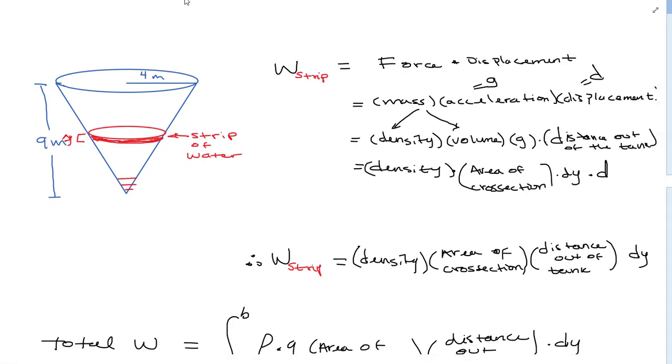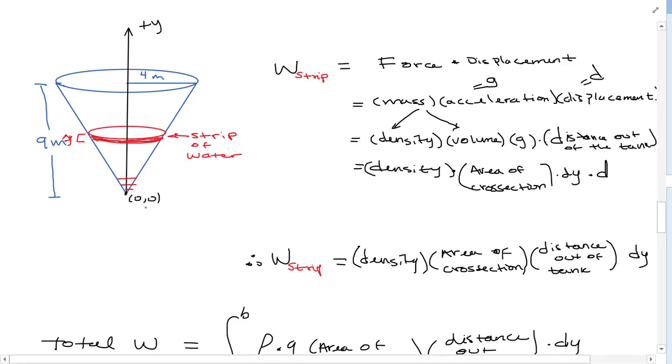So let's see what this all looks like. I'm going to say that my y-axis goes from the bottom of the tank towards the top of the tank. I'm going to call this my positive y-axis, and put my (0, 0) at the bottom of the tank. Depending on where you put your (0, 0), that changes how your integral looks. If you put (0, 0) at the top of the tank, that's going to change how your integral is set up. I'm going to start with (0, 0) at the bottom, and then show you what it looks like if we put (0, 0) at the top.